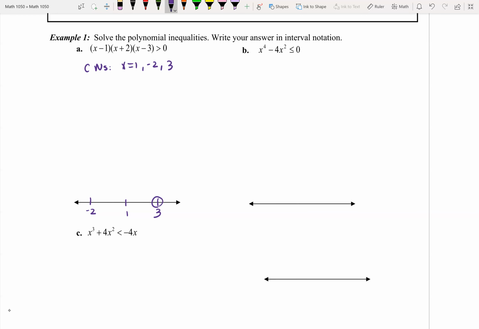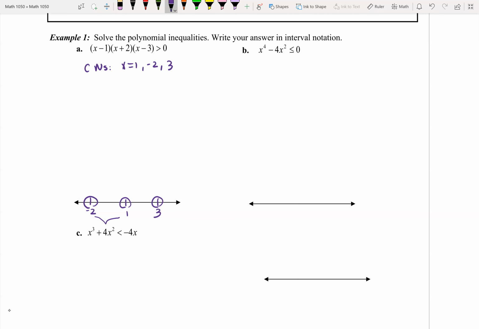I have no equal sign, so it's going to be open. I don't have any even exponents, so I know my signs are going to alternate. If 0 was a critical number, I couldn't test it, but it's not. So I'm going to test 0. You can test whatever you want. If I test 0, I'm testing that region right there.